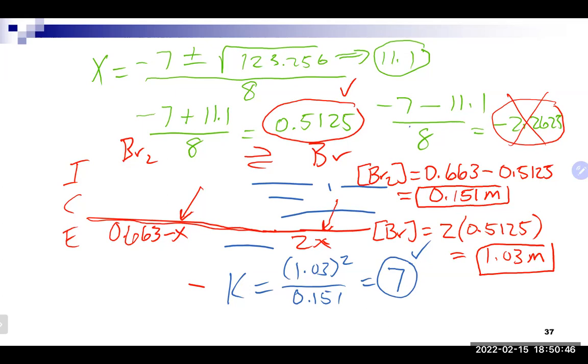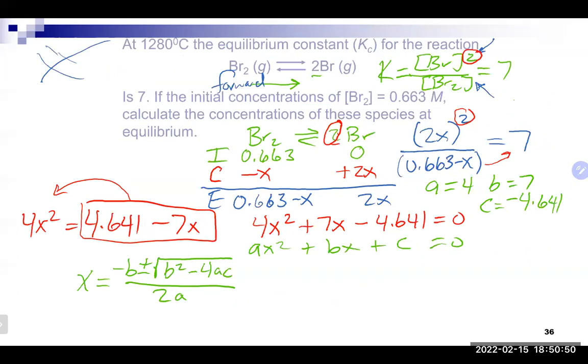It was asking for the concentrations of everybody at equilibrium, I believe, if I'm not mistaken. Calculate the concentration of all these species at equilibrium.